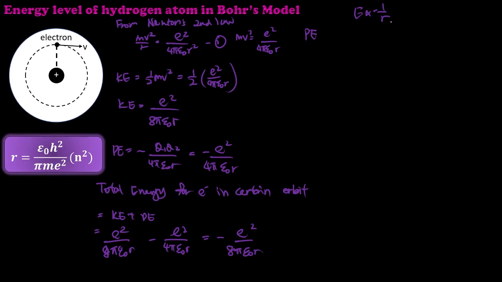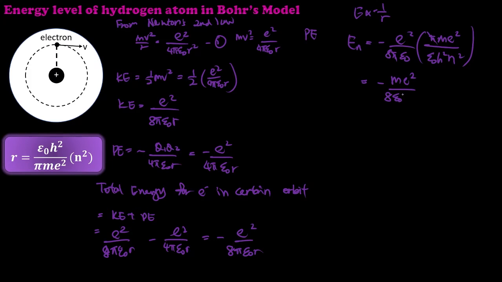We got it previously, so we have r equal to epsilon naught h squared n squared over pi m e squared. So we substitute this into the energy level here. So you will get that your En will be equal to negative e squared over 8 pi epsilon naught. So now your r becomes pi m e squared over epsilon naught h squared n squared. So you can eliminate what can be eliminated, and that's it. So rearrange and simplify this equation, and you will get this relation.